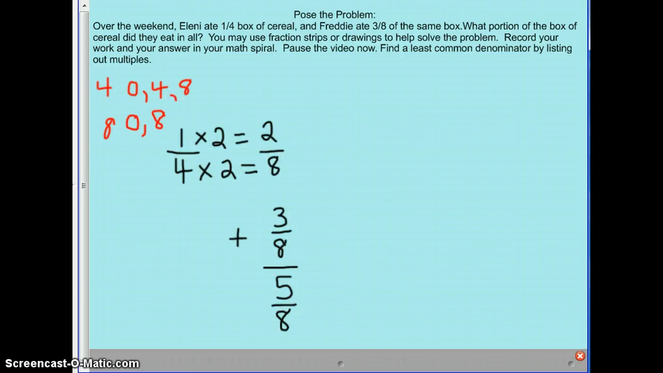Wow, that didn't take long. 4 and 8 both have 8 in common. So I'm going to leave 3/8 as 3/8, and I would change 1/4 to 2/8.